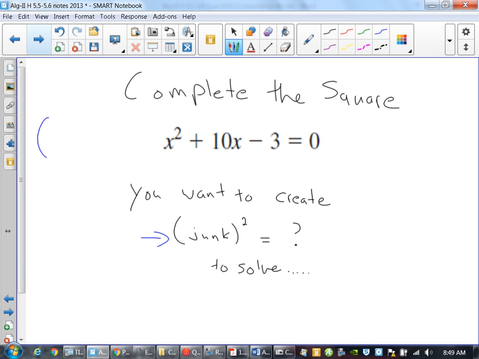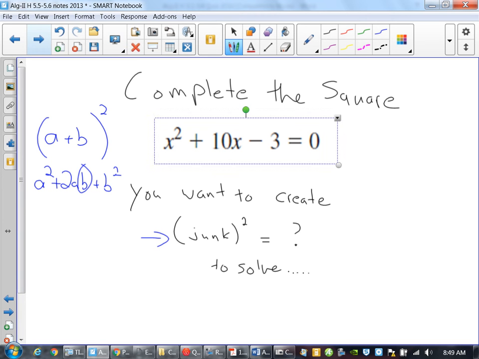Now remember, if it's a junk squared term, you get something like a plus b quantity squared. If you FOILed that whole thing out, you'd get a squared plus 2ab plus b squared. You guys remember that? Now, what we want to do is break apart this middle term to be able to figure out what that part's going to be for the squared end. And it's a very simple process.